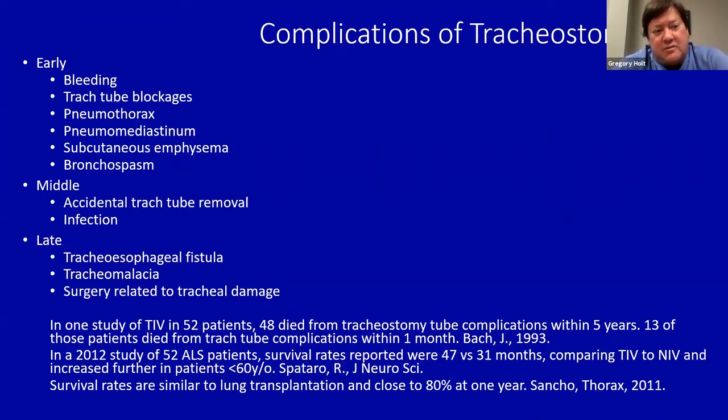But pneumothorax is very dangerous: air in the space around the outside of your lungs. Big issues there. Pneumomediastinum is air around the sac of the heart and the inside parts of the thorax, the chest. Subcutaneous emphysema is when air gets underneath the skin. When you push on it, it's like crunching down on Rice Krispies under the skin, but it goes away and it's not dangerous. And bronchospasm is just those coughing fits that you have. It happens all the way through the entire course of care with tracheostomy.